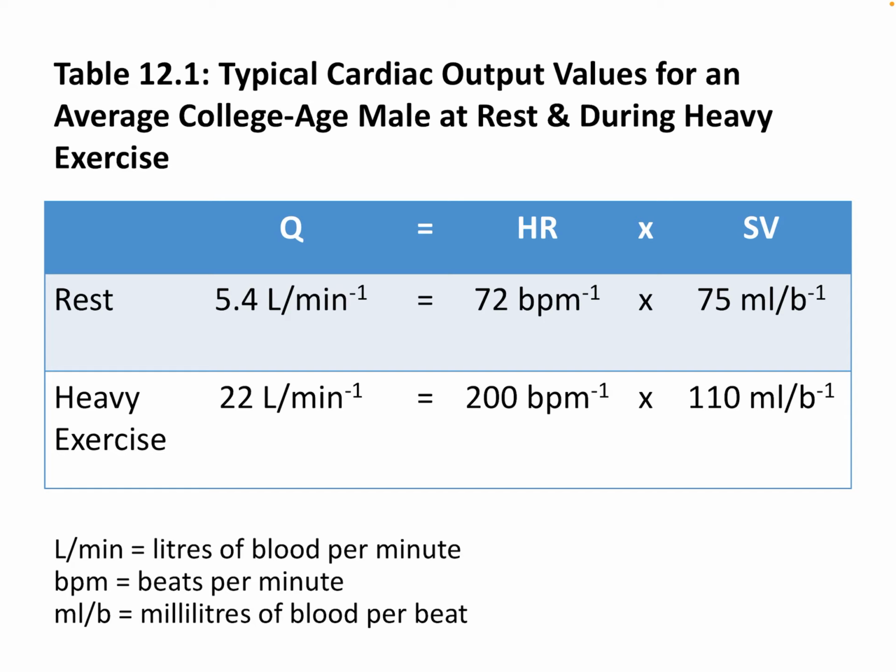So maybe you're curious as to what type of cardiac output you might have. Well, this table 12.1, we're looking at cardiac output values for an average college male at rest and during heavy exercise. So we're going to zero in on our data under the Q here. Remember, that's our cardiac output. And we're going to look at resting values first. So our cardiac output is around 5.4 liters per minute.